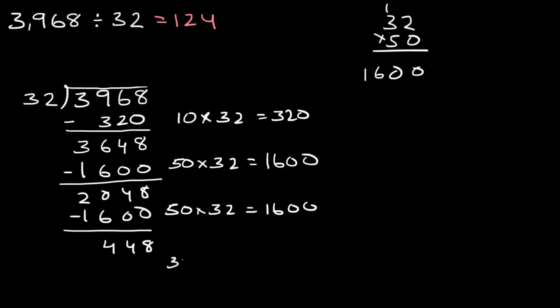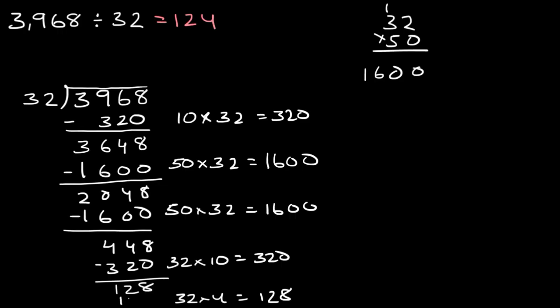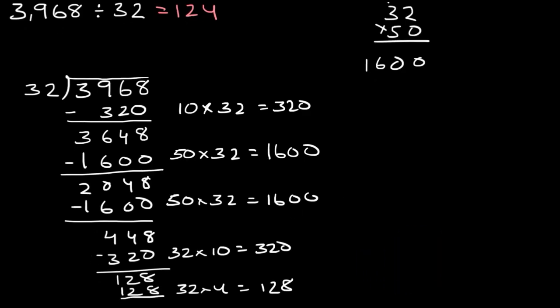And let me just go another 10 times. So 32 times 10 is equal to 320. I subtract, I get 128. And then we've seen that if I do 32 times 4, that is equal to 128. So I could subtract now and get to a remaining 0. I know I'm going off the screen here, but let me move this up a little bit. If I subtract now, I get 0. And if I add 10 plus 50 plus 50 plus 10 plus 4, that gets me 124.